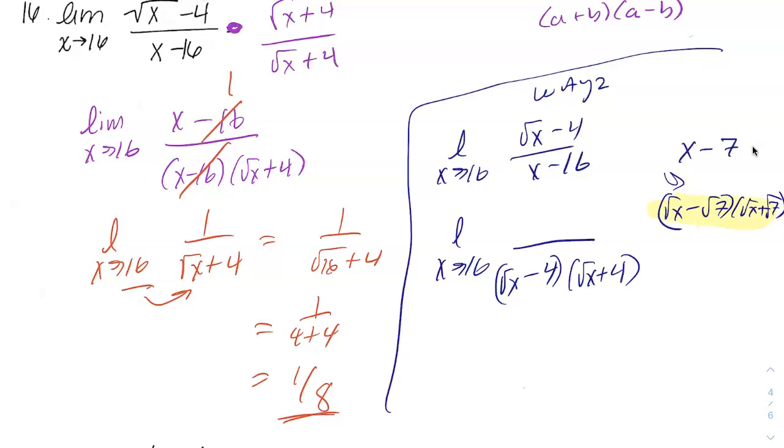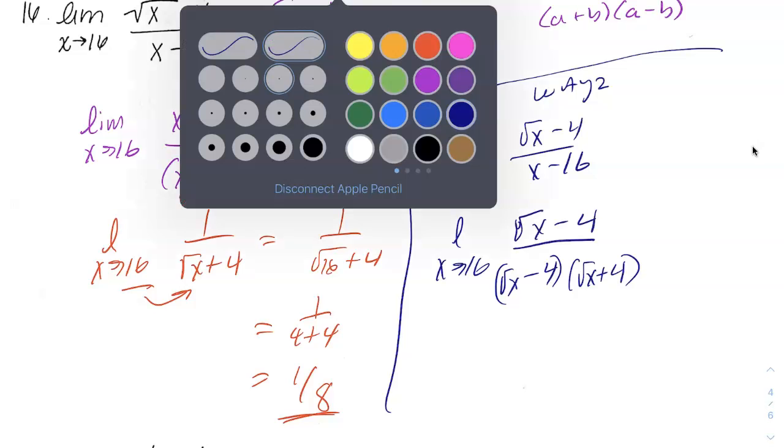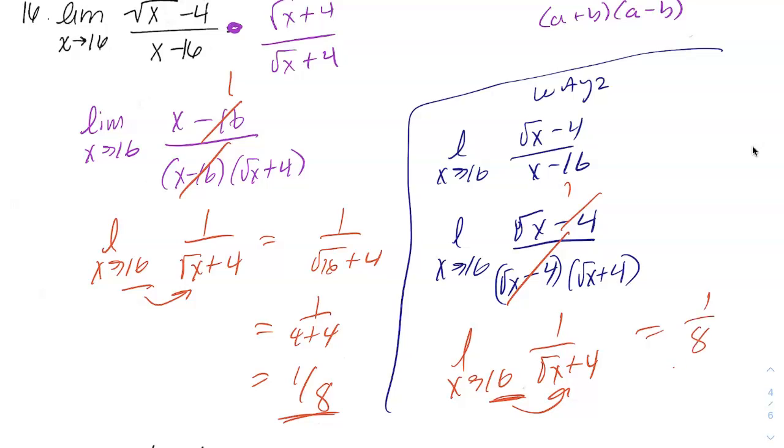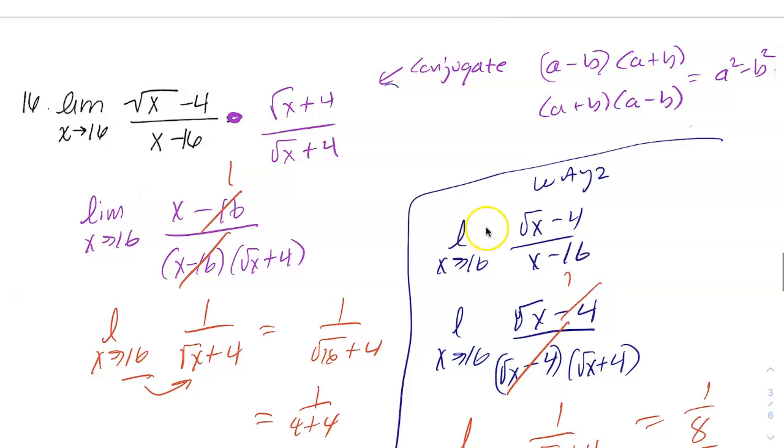So you could factor anything. Top we're going to leave alone. Radical x minus 4. And look what happens. These cancel. We're left with the limit as x approaches 16 of 1 over radical x plus 4. Sub in 16, and you get 1/8 again. So two ways to do it. You can either factor, or you can multiply by the conjugate.